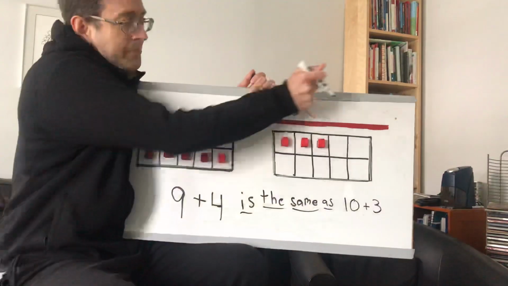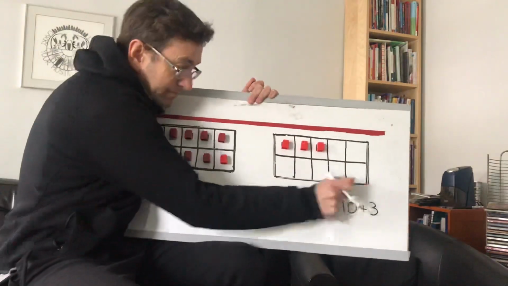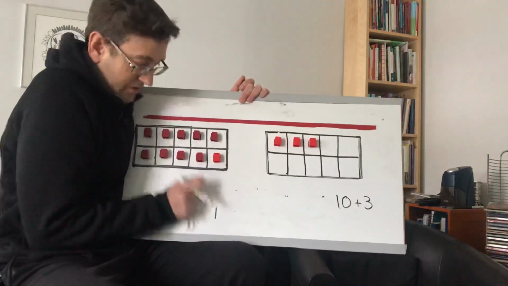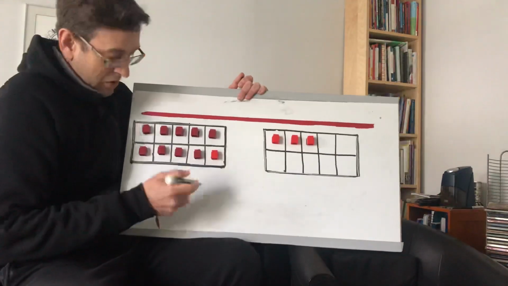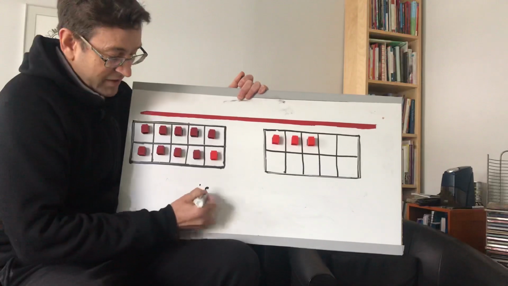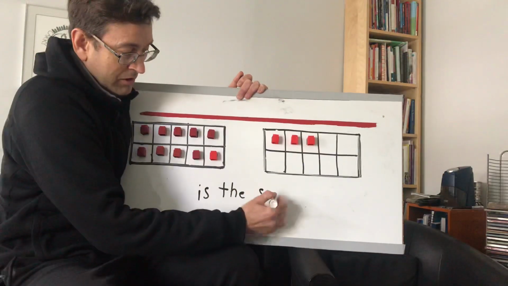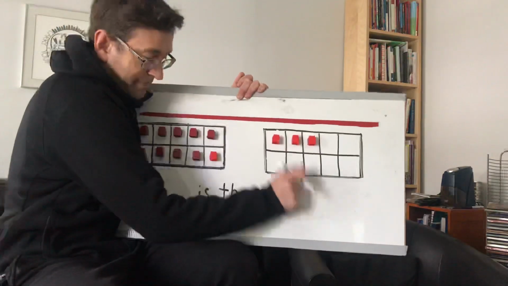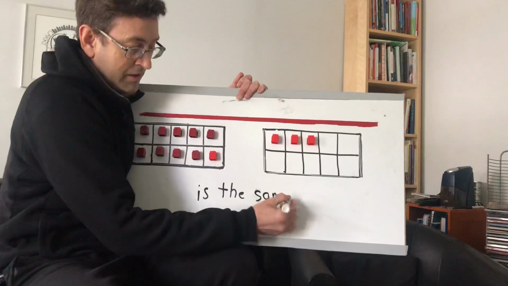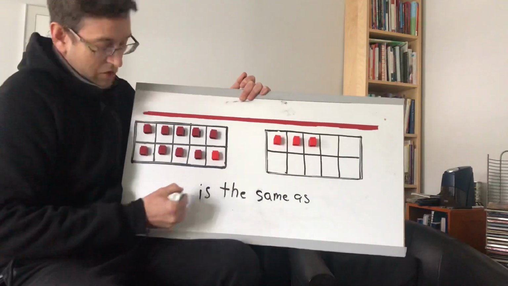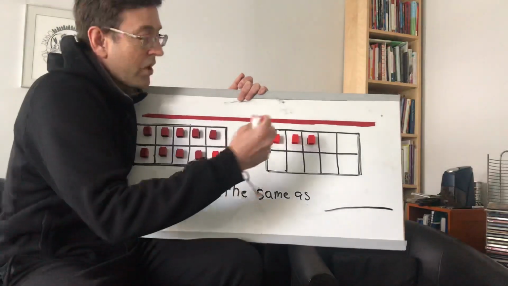Right. So let's do another one. And let me write this a little bit more clearly. All right, so here we go. Blank is the same as blank. And let's use this problem.